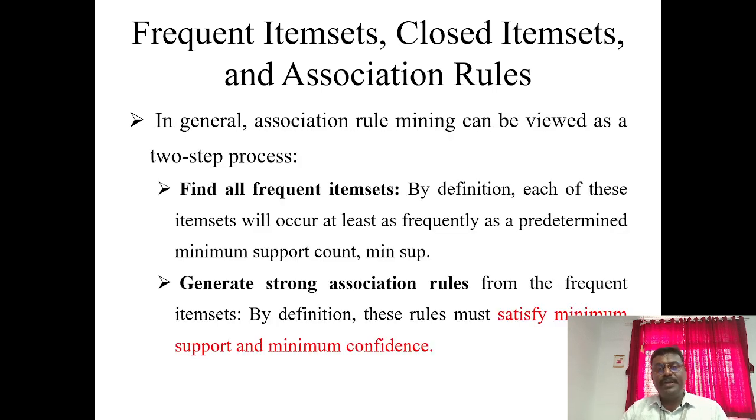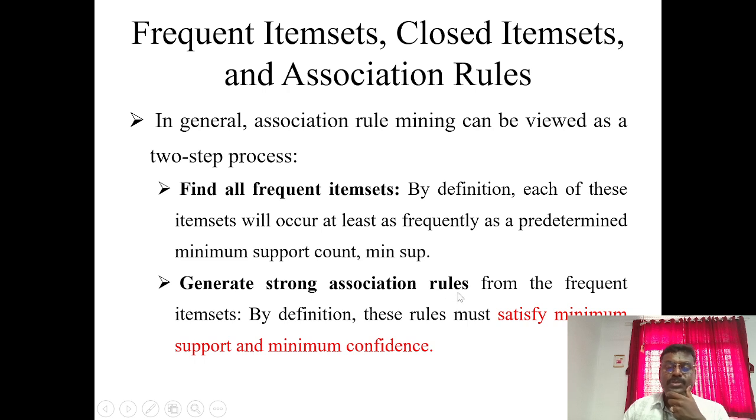In general, association rule mining can be viewed as a two-step process. Here you have a two-step process under association rule mining. The first one is to find all frequent item sets. By definition, each of these item sets will occur at least as frequently as a predetermined minimum support count and minimum support value. Here you have to consider two positions: one is a predetermined minimum support count, and one is a minimum support value.